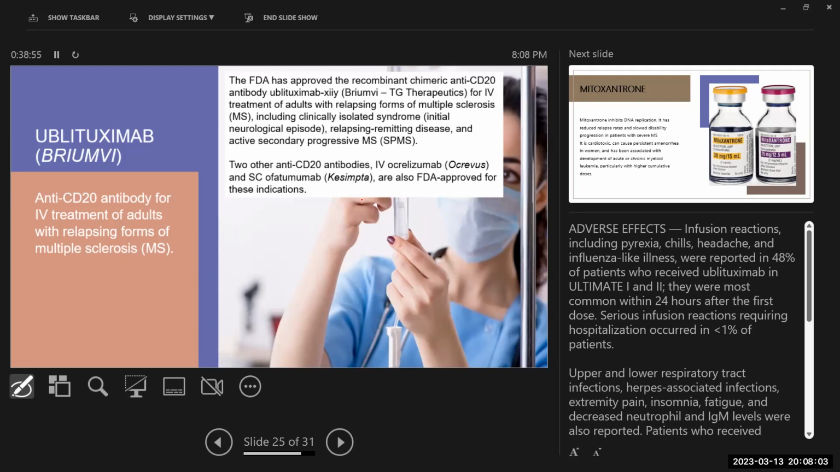These drugs all increase your risk of infection, particularly upper respiratory infections. You might also get infusion reactions with them. You might get a fever or chills or a headache or something like that.